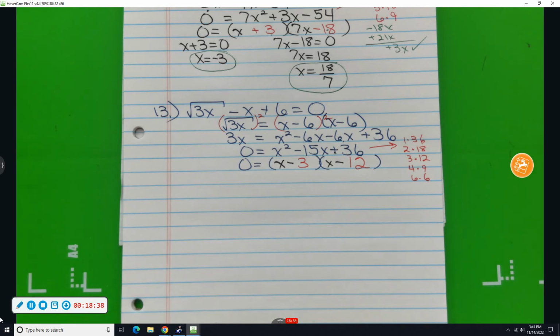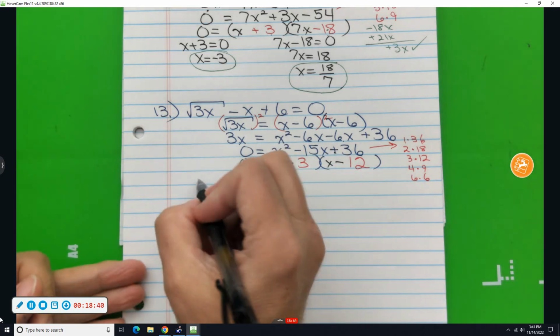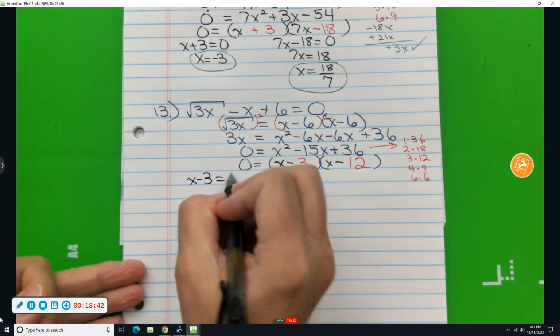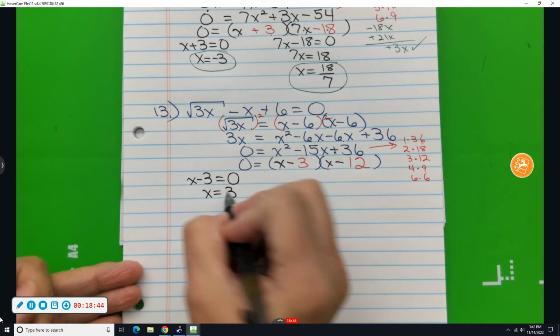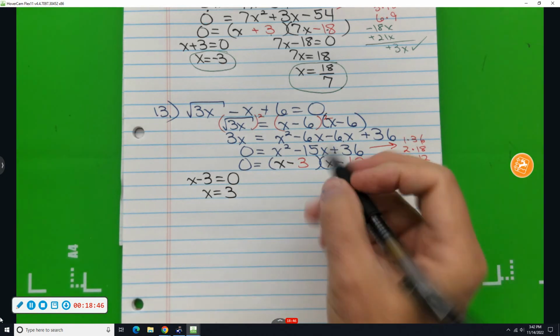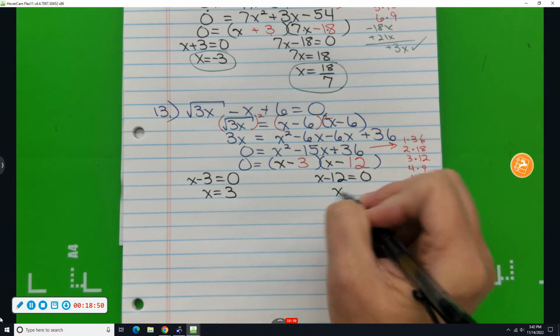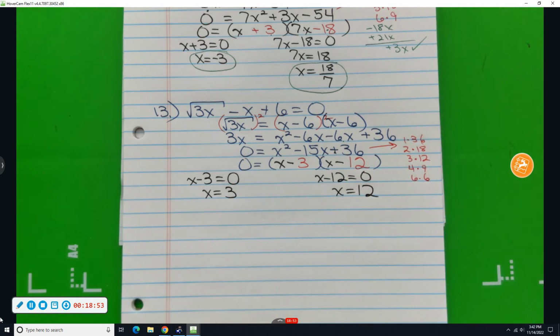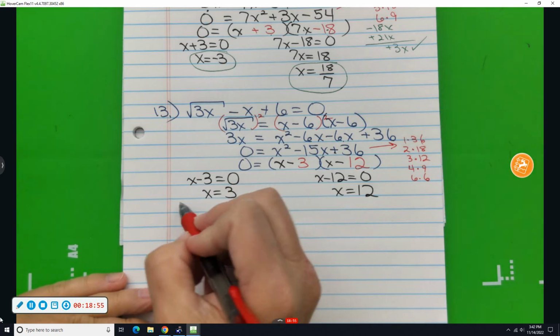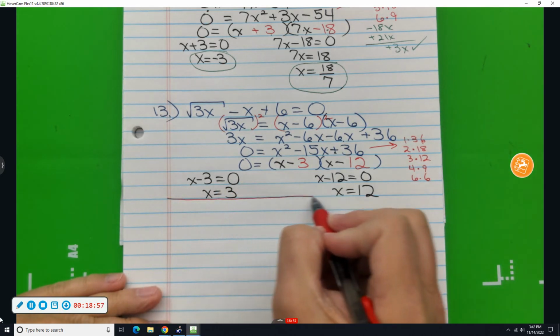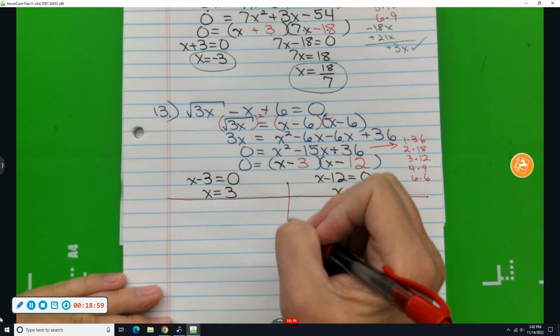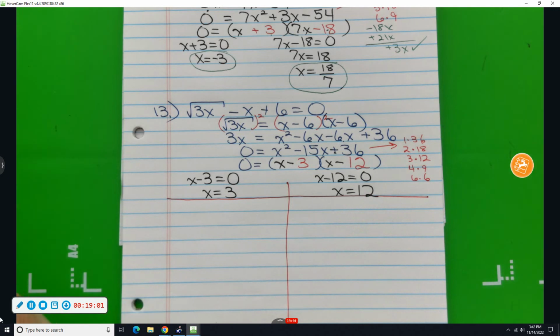Set each factor equal to 0 to give us x equals a positive 3. Here, x equals a positive 12. But we have to check our work.